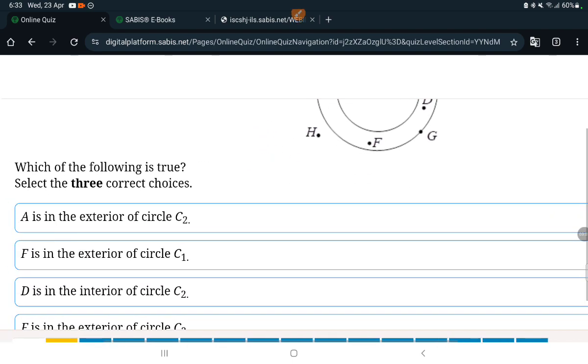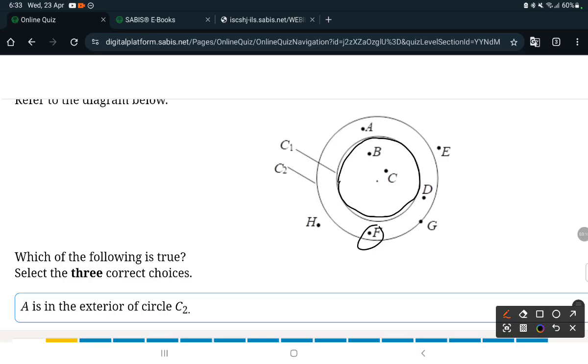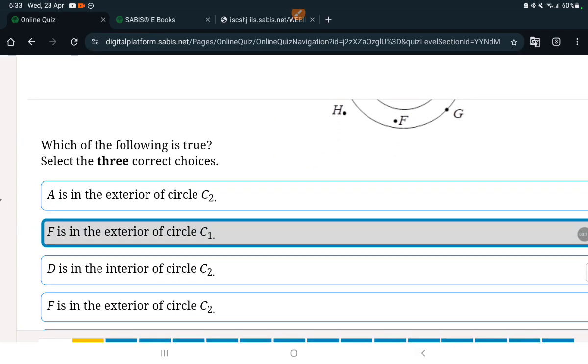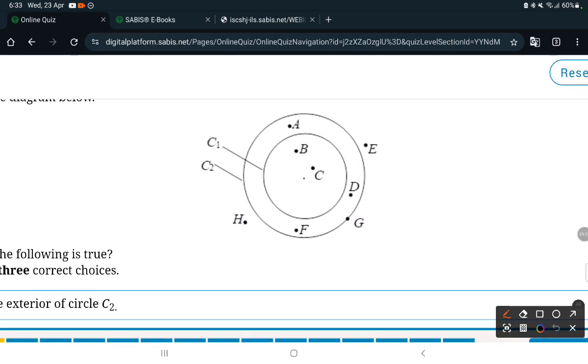F is in the exterior of circle C1. So this is circle C1, they labeled it. F is outside, so that means it's in the exterior. That is correct. D is in the interior of circle C2. That is circle C2, and D is inside, which means it's in the interior.